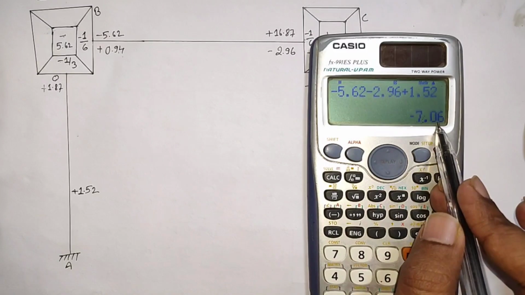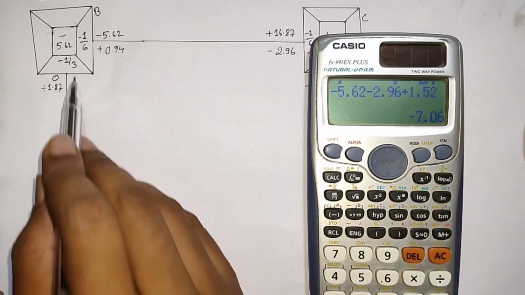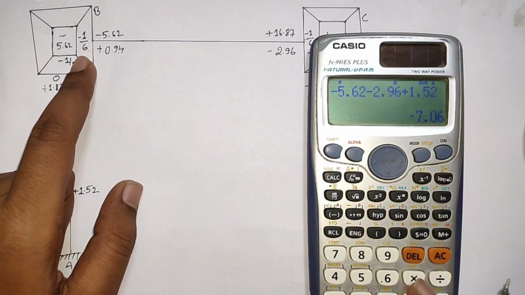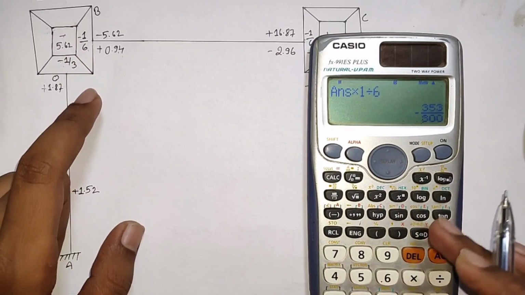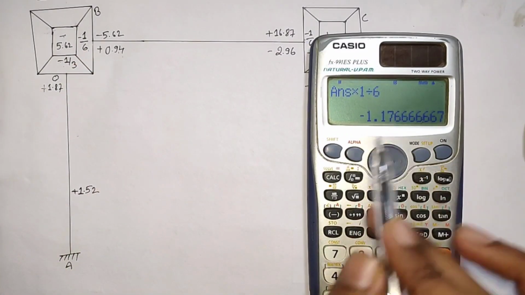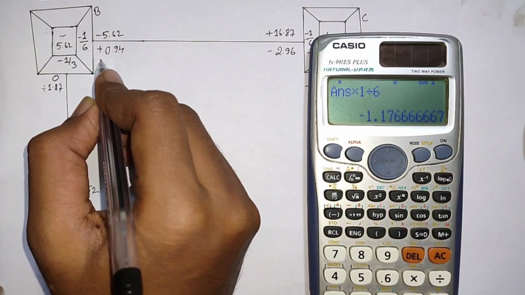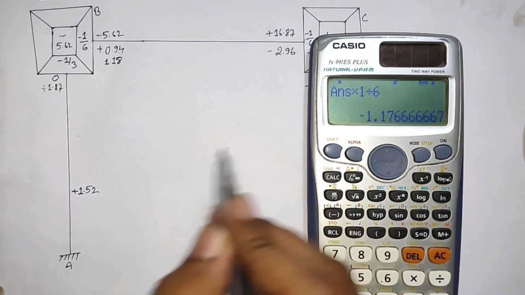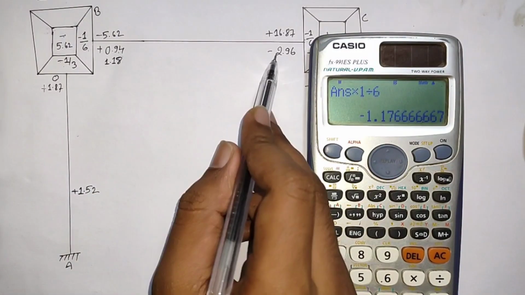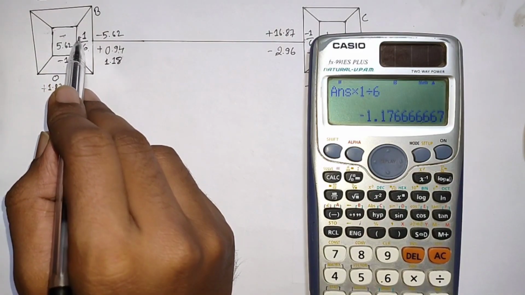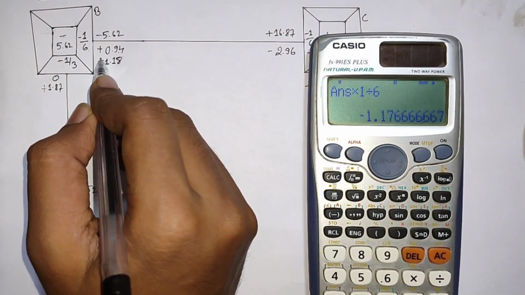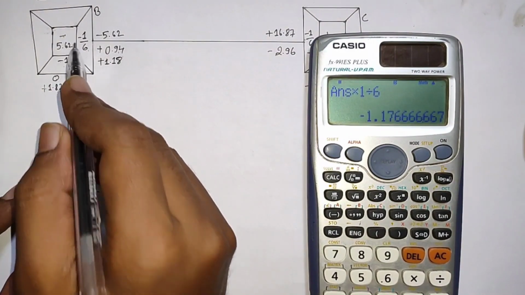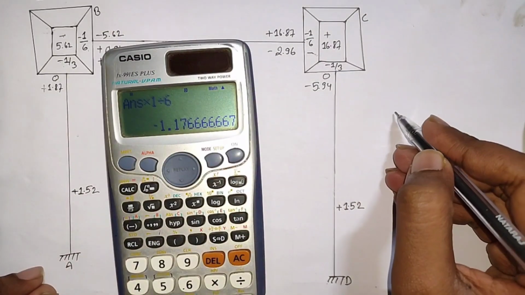Now after getting this value, we have to multiply it with the rotation factors. So if we multiply this by 1 by 6, we get 1.176, so we can write it as 1.18 after rounding off. And guys, these three values are negative, so minus and minus will give positive, so it is positive 1.18. And guys, this 1 by 3 is twice of 1 by 6. Let me show you how this is possible.